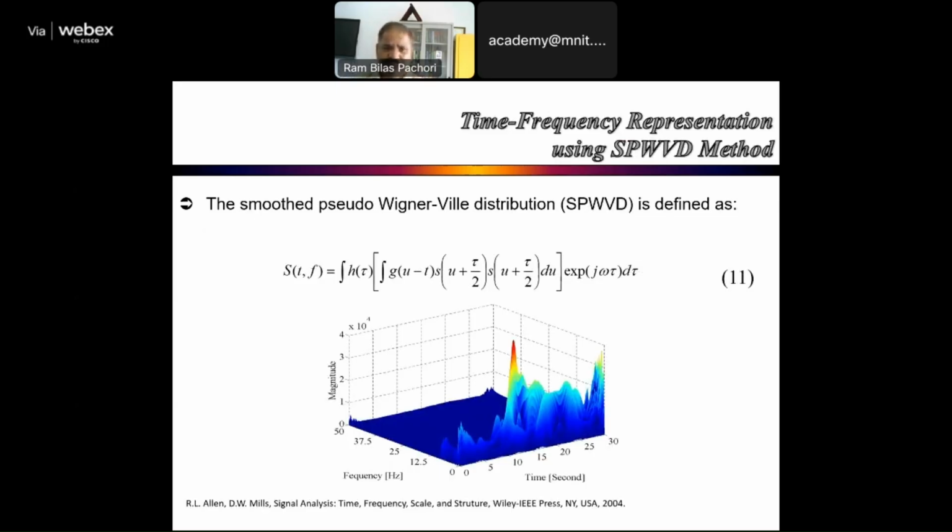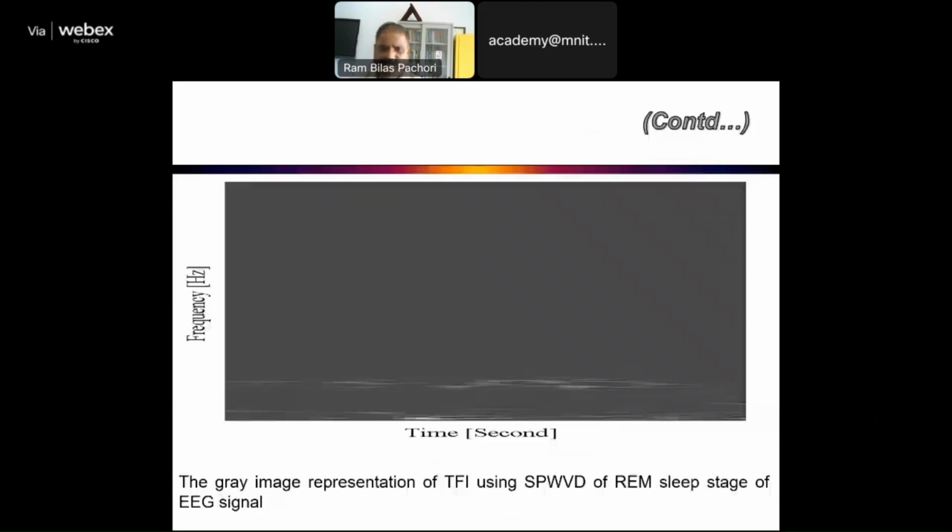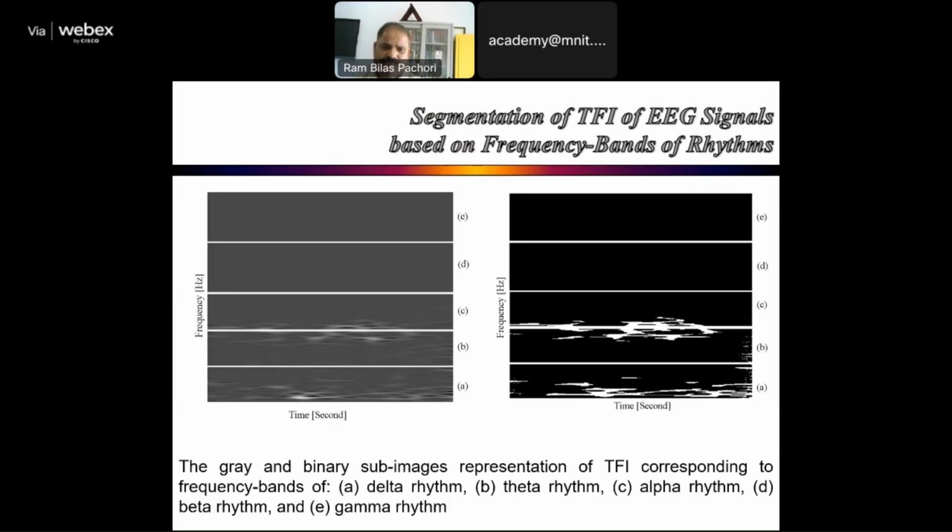Now we will see the results, the time frequency representation using the smoothed pseudo Wigner-Ville distribution method. The mathematical expression can be seen in equation 11, and it can be converted to a time frequency image here using the smoothed pseudo Wigner-Ville distribution of the REM sleep stage of each signal. Then we have segmented these gray and binary sub images into different rhythms: delta, theta, alpha, beta, gamma rhythms.